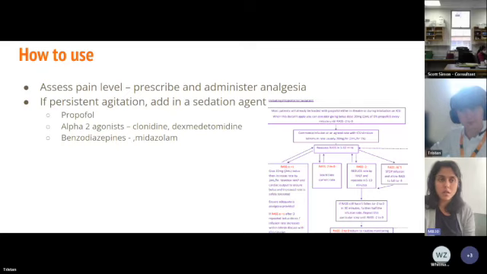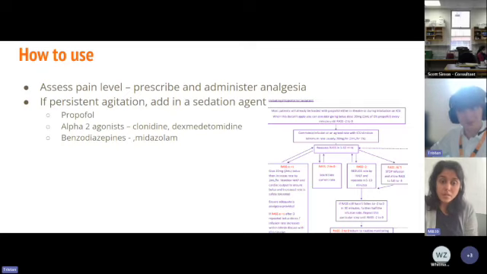As we found in our audit, and as per the guideline, the most common one is propofol, and I've included the flowchart there, and then depending on the RASS score, how you titrate the propofol. I'm not going to go through each different drug. I would just refer you to that guideline because it will explain it much better than I can.